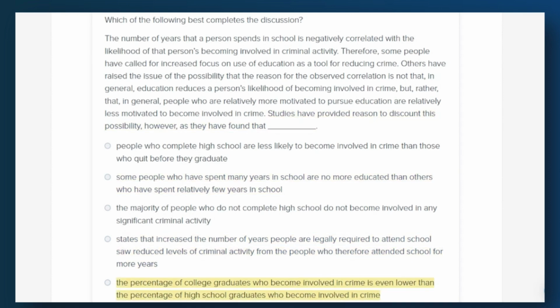E, as they have found that the percentage of college graduates who become involved in crime is even lower than the percentage of high school graduates who become involved in crime. This is also basically established by the prompt, more education equals less crime, just like answer A. It's not really helpful for us. Best answer is D. What did you think?